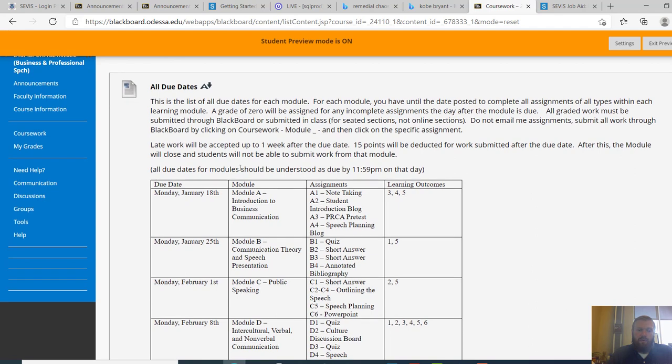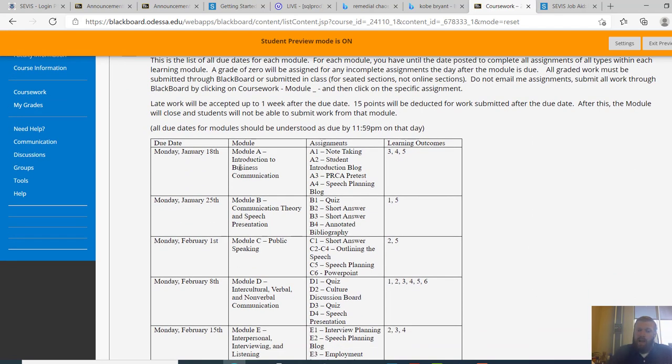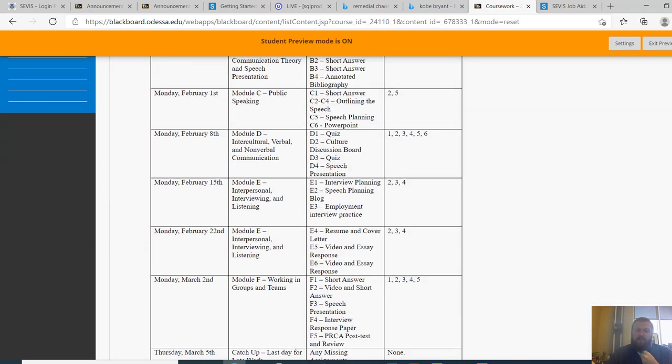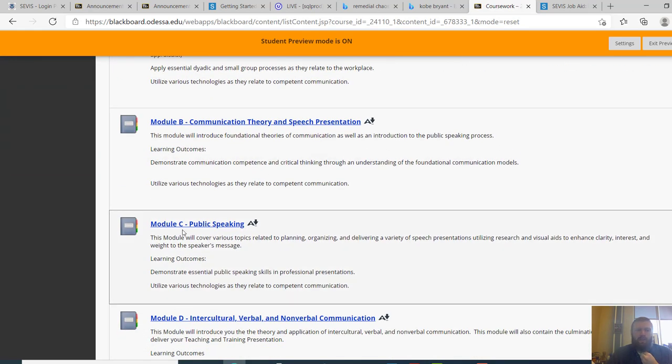Again, we're continuing to work towards the speech, which will actually be turned in for our next week. So the first speech will be due on February 8th. Module C is what we're working on right now. It will be due on February 1st, and you can see there's C1 through C6. So it is kind of an intense area, but as we break it down, you'll notice it's pretty straightforward.